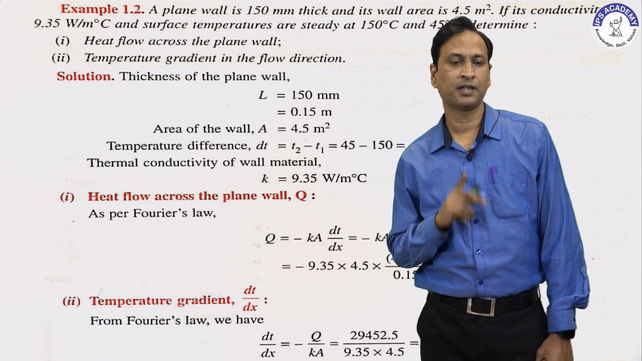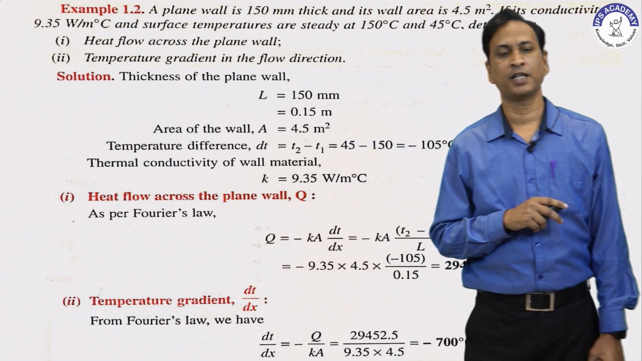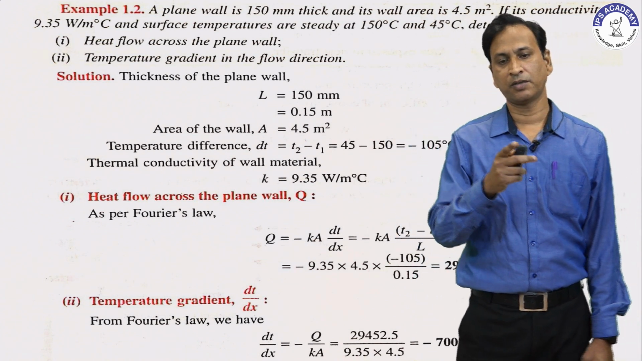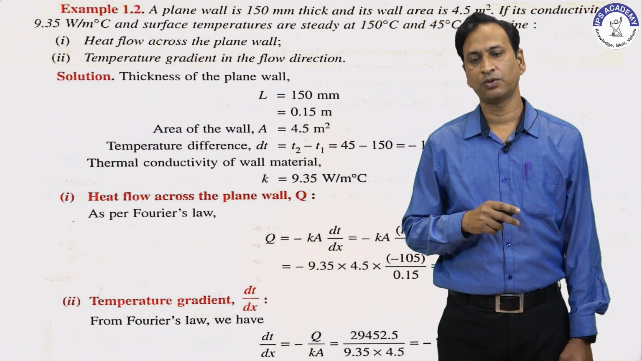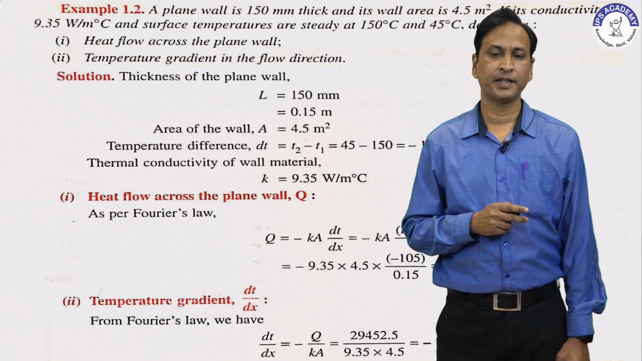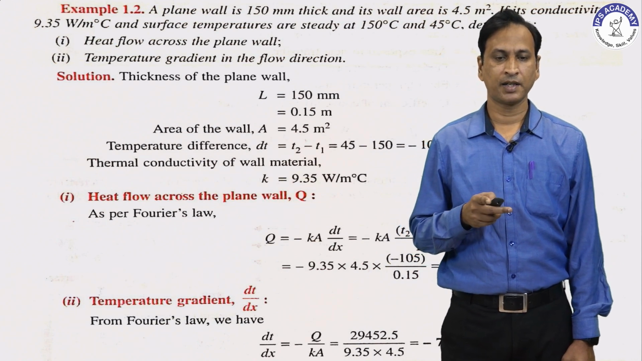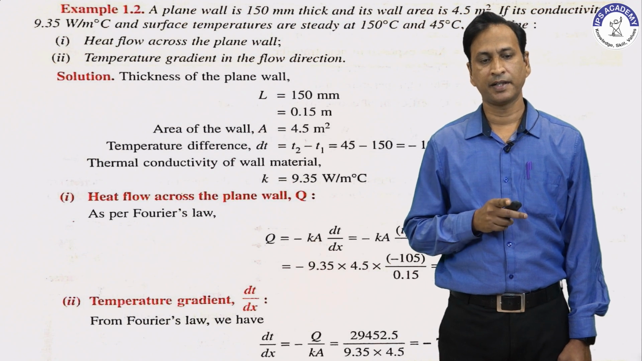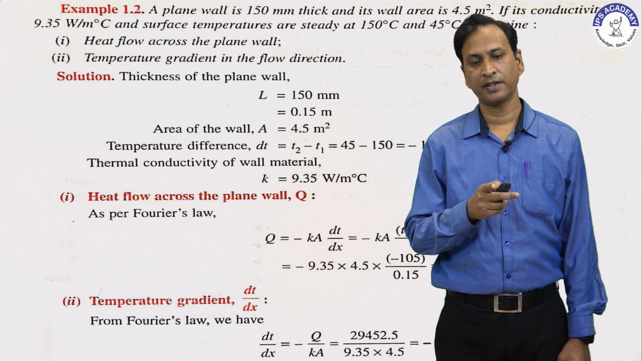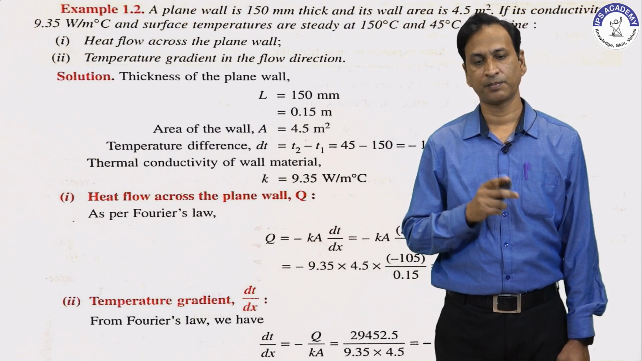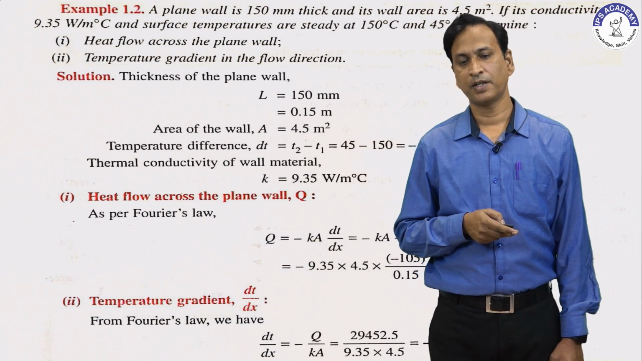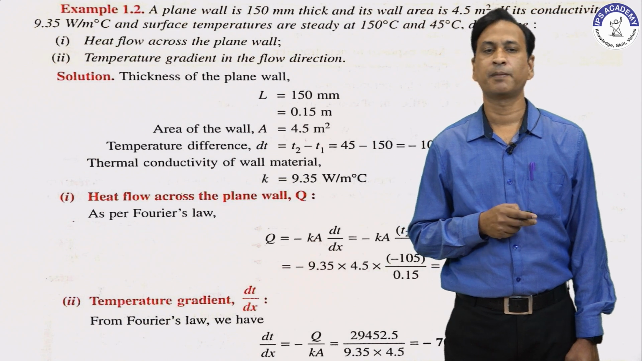So first we calculate the heat flow across the plane wall Q by Fourier's law. Q is equal to minus K A dT upon dx. Substituting the values here, the final Q is equal to 29,452.5 watt. And the temperature gradient: the part of Fourier's law dT upon dx is the temperature gradient. From Fourier's law, dT upon dx is equal to minus Q upon KA. Substituting the values of Q, K and A, the final result we find is minus 700 degrees Celsius per meter.